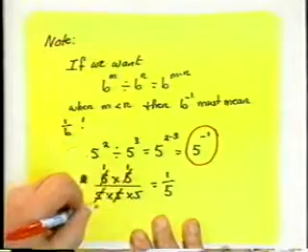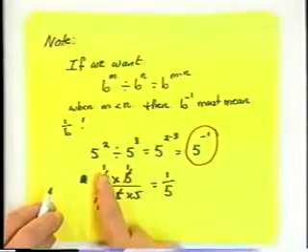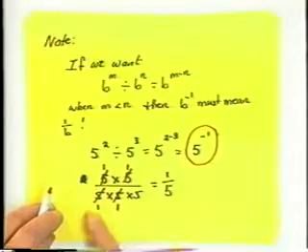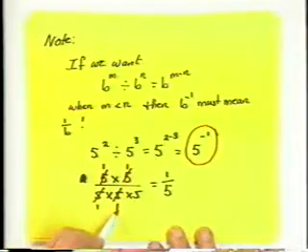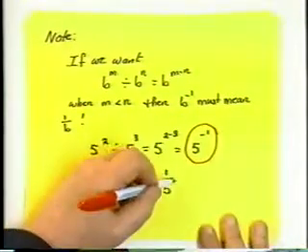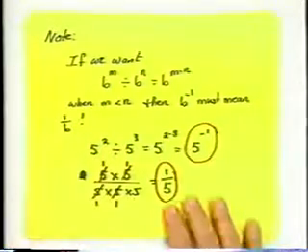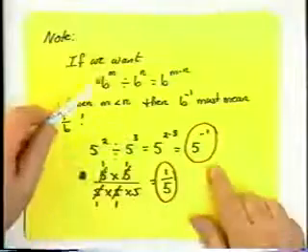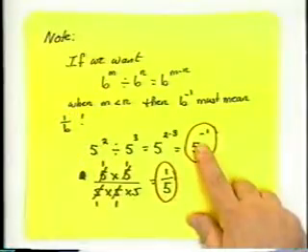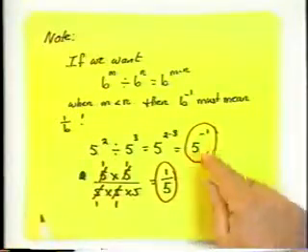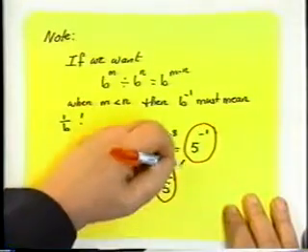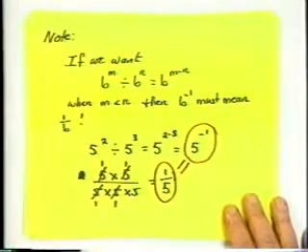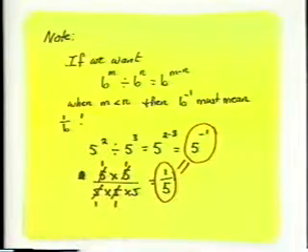Remember, every time you cancel, there's a 1 left. So what's left on top? 1 times 1 is 1. What's left on the bottom? 1 times 1 is 1, times 5 is 5. We're left with 1/5. Well, if this has to be 1/5, but by using this rule, it has to be 5 to the negative 1, and there's only one answer to the problem, this must be 2 different names for the same number. 1/5 has to equal 5 to the negative 1.